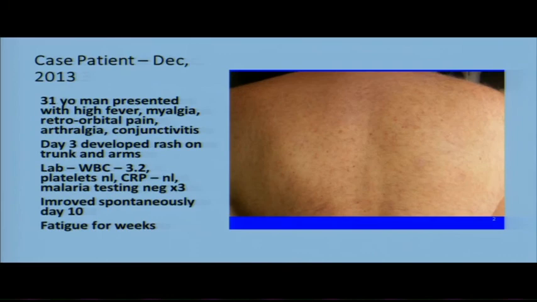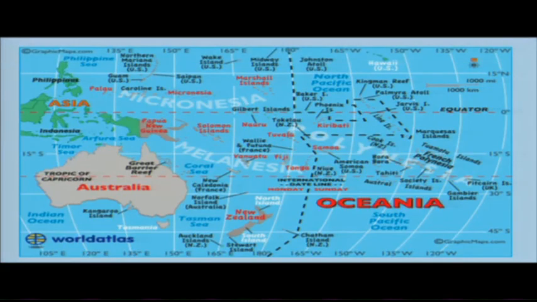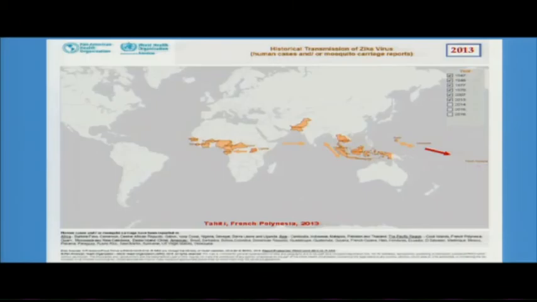Let's come back to our gentleman here who was in French Polynesia in December of 2013. And indeed, he did have Zika infection. As you recall, French Polynesia, Tahiti, is not so far, or we think far, but it's not so far from these other places where it's spread.